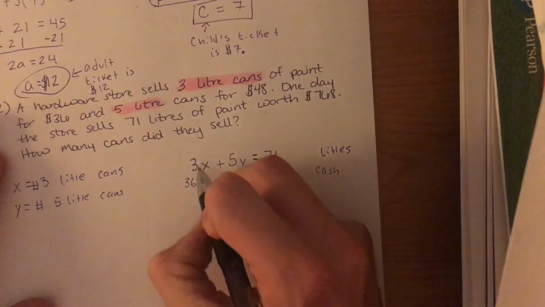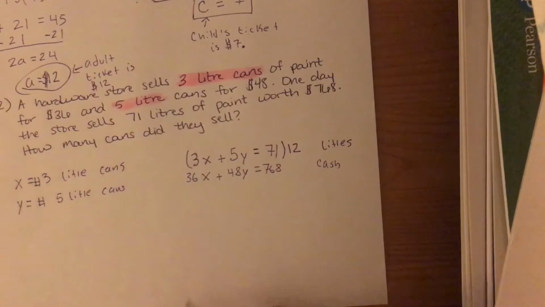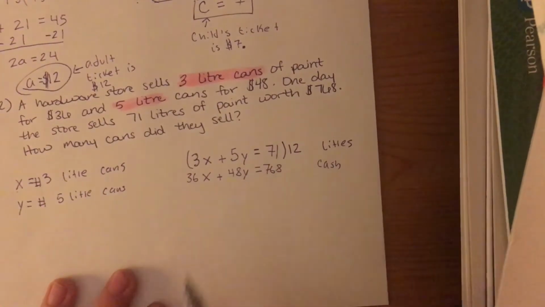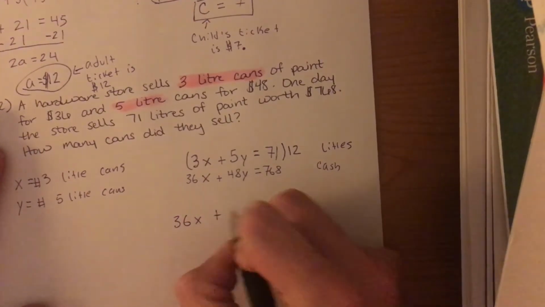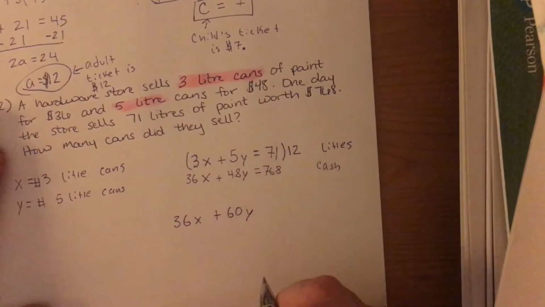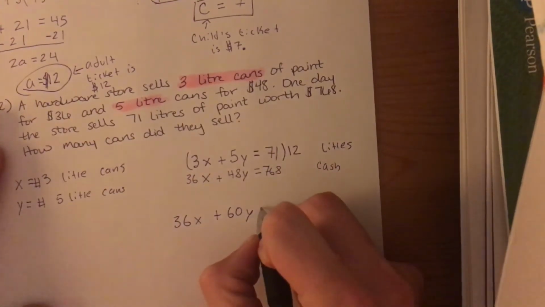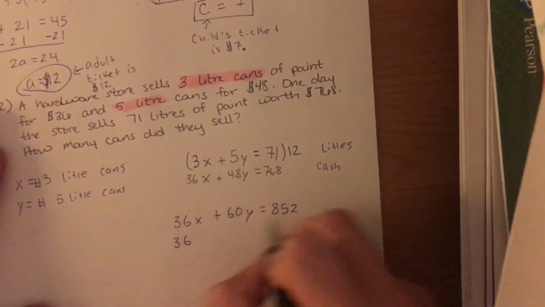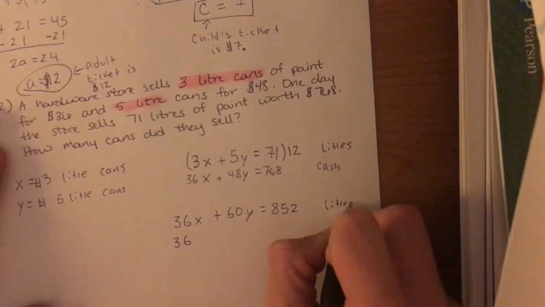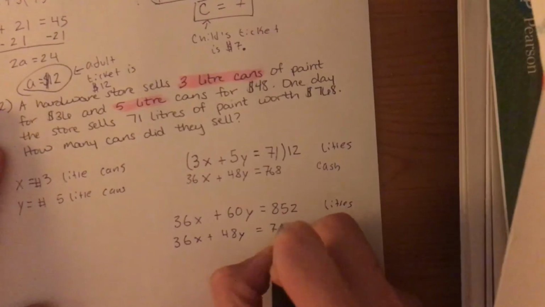We're going to take that liter equation and multiply it times 12 here. We don't have to multiply the other one by anything. So that's going to give us 36x plus 60y equals, I think, 71 times 12. Let's see here, it would be 840, 852. So 852. The other one is still the cash equation: 36x plus 48y equals 768.